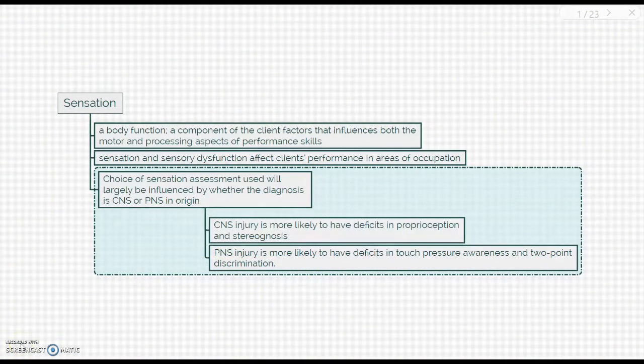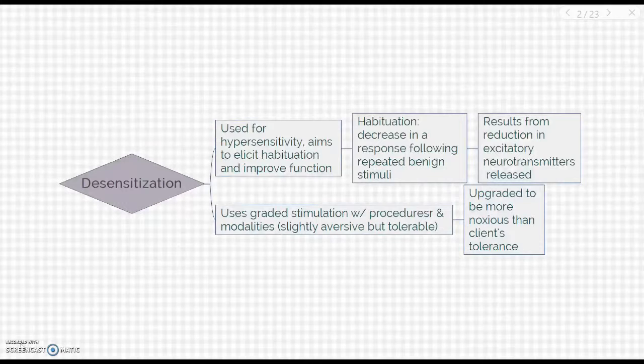Okay, sensation is the body's ability to perceive stimuli. Choosing the assessment is largely influenced by whether it originates in the central nervous system or peripheral nervous system. CNS injury is more likely to have deficits in proprioception and stereognosis. PNS injury in touch pressure awareness and 2-point discrimination.